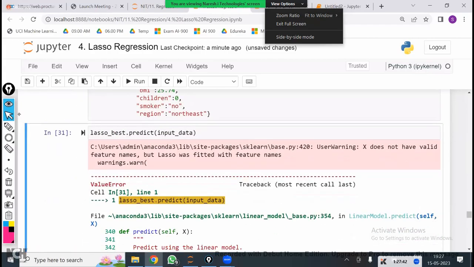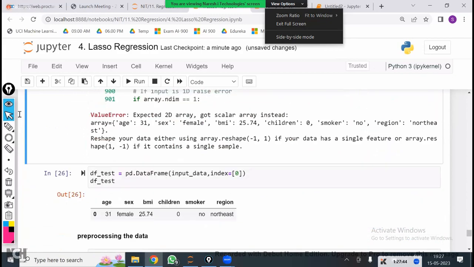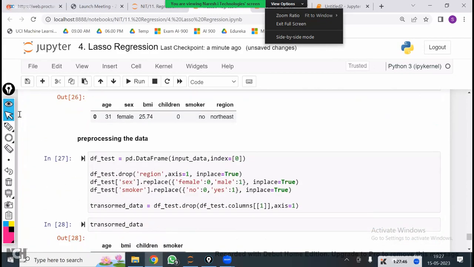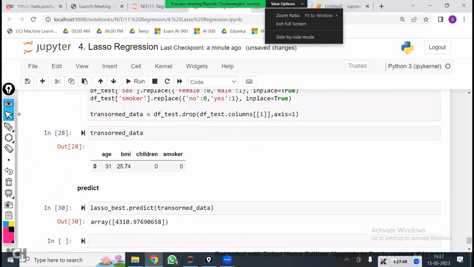Now the same thing, first I'm going to do the data pre-processing. After doing the data pre-processing, we get the transform data. Now if I apply lasso_best.predict on the transform data, then it is giving the answer. Directly we can't give the input data. First we have to do the data pre-processing, then give that as the input, then it will predict.